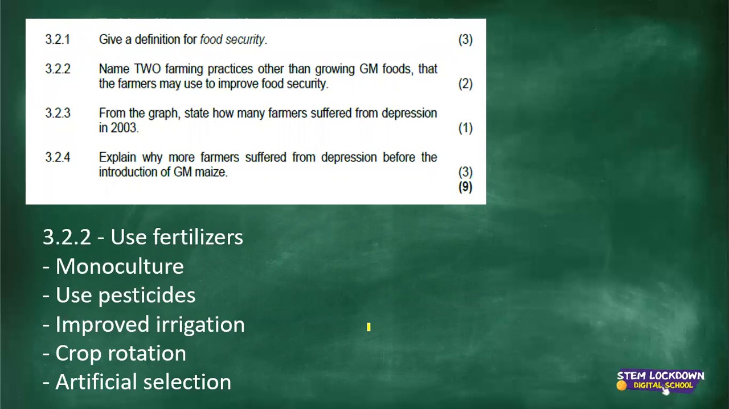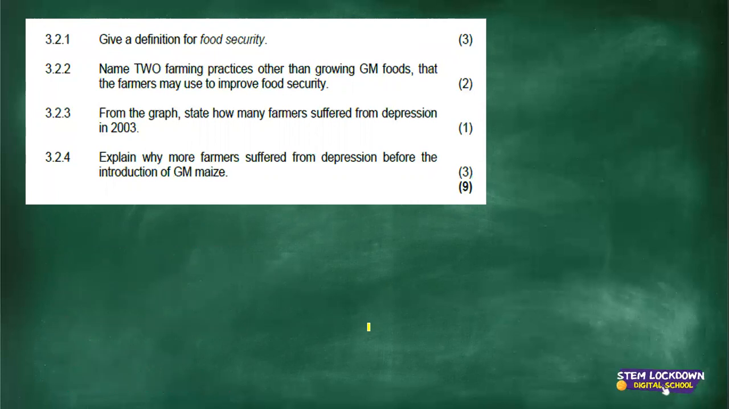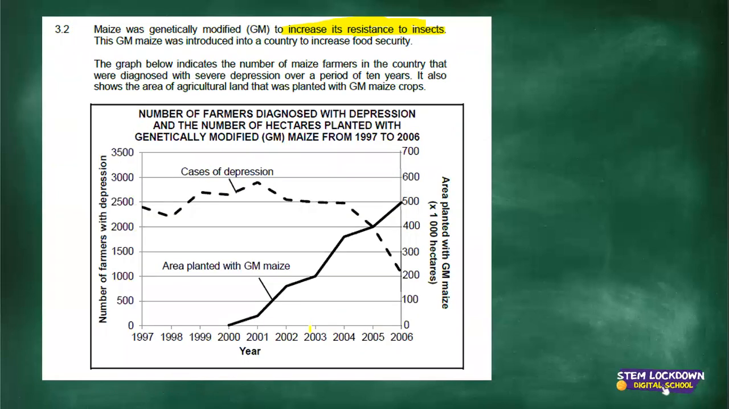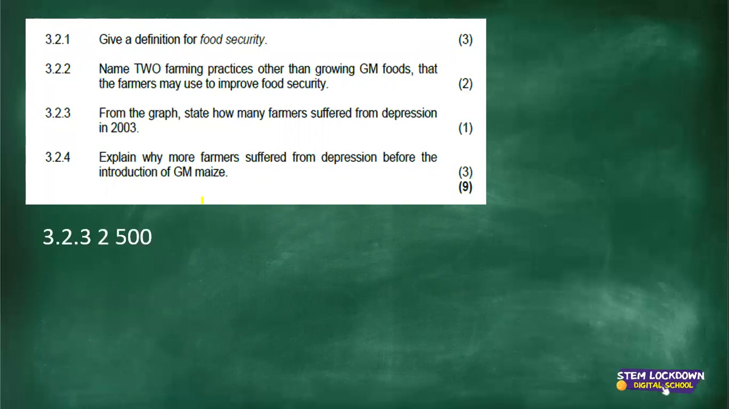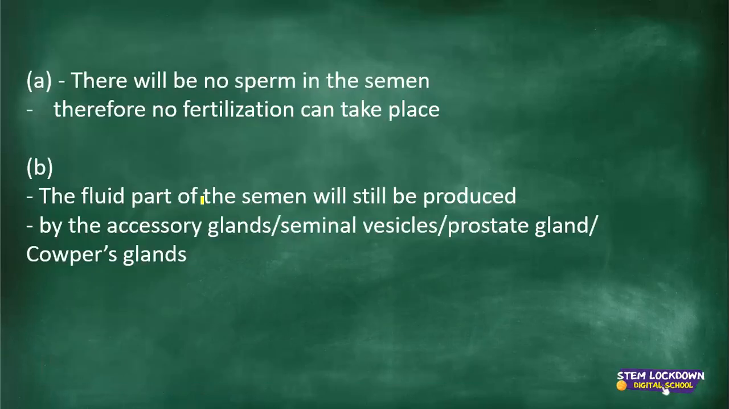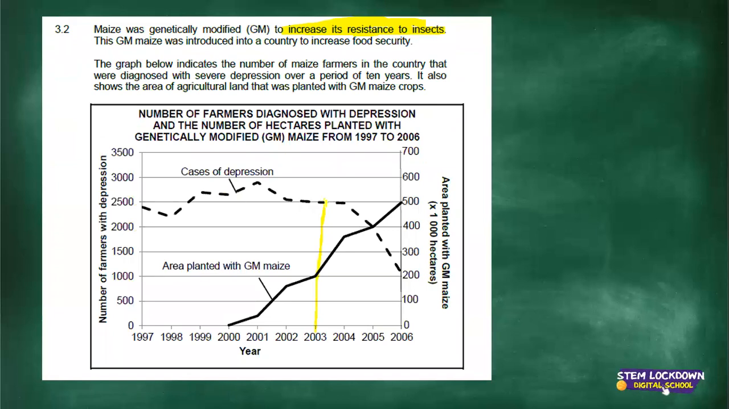3.2.3, from the graph, state how many farmers suffered from depression in 2003. So we go to the graph, look at 2003. There, you move up. I'm not drawing very straight, but there. 2003, number of farmers with depression. Move over here. It's 2,500, right? 2,500 farmers suffered from depression in 2003. I hope you can see how I followed the graph. 2003, that's the line there.